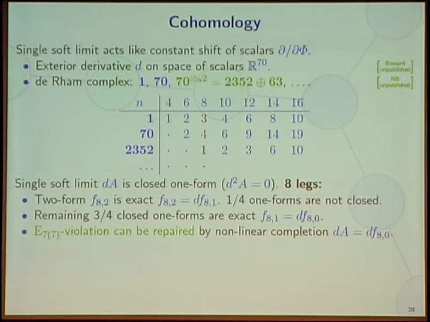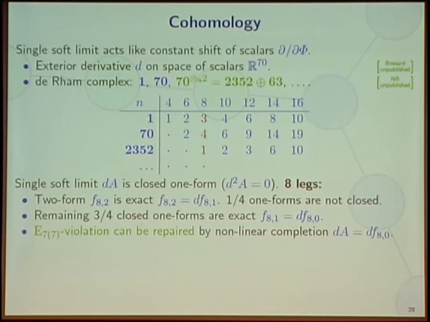And now that's a nice argument by Guillaume Bossard. The point is that the single soft limit of an amplitude is a closed one-form. The amplitude is a 0-form, so taking the exterior derivative makes it a closed one-form because d squared of A is 0. And at 8 legs, the following happens. There is one 2-form, and this 2-form is exact because it's trivial cohomology. So that means 1 out of these 4 is not a closed one-form, but only 3 of the 4 are closed one-forms.